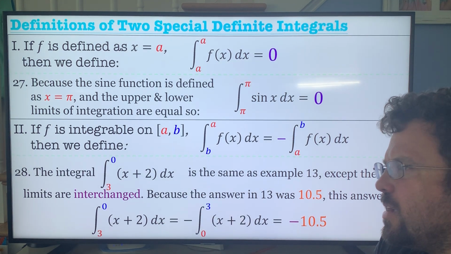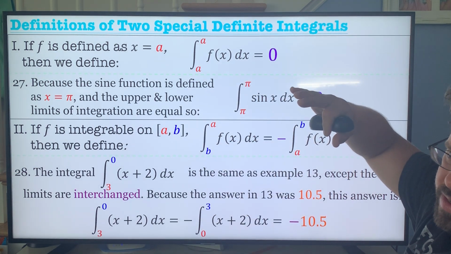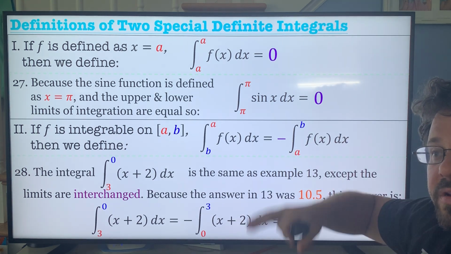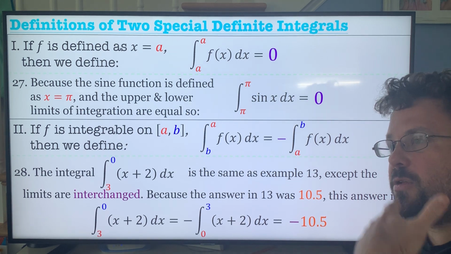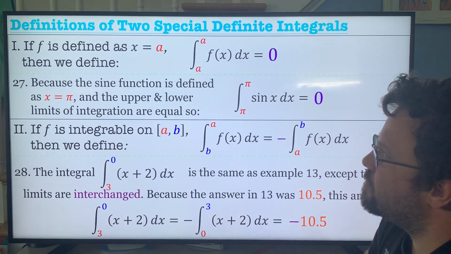Can you have a negative area? Yeah, you would have a negative area if there is more of the shaded part under the x-axis than above the x-axis. In real life, you can never have a negative area, but when you're dealing with area under a curve, you can have a negative area.